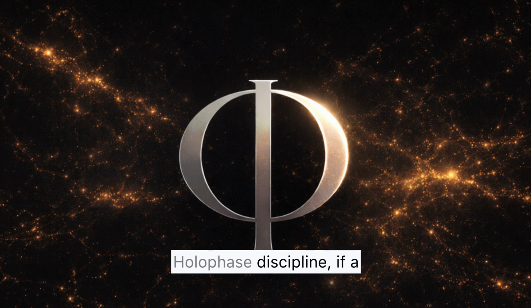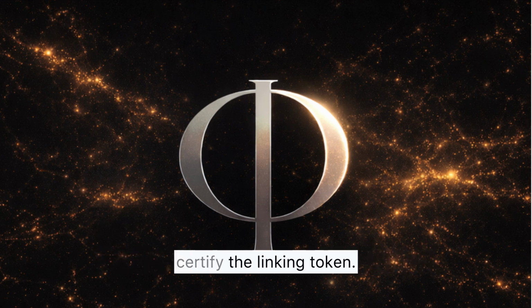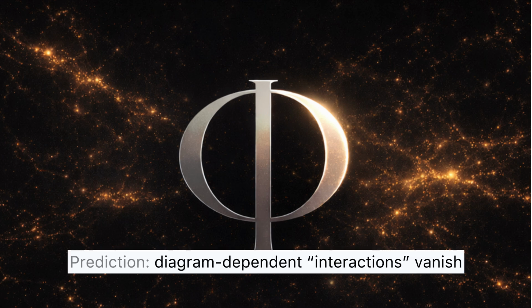Remember, in our entire holophase discipline, if a token changes under allowed redescription, it is not public structure. So gate 3 says, after we pass isotopy, we also pass invariance under redescription. Only then do we certify the linking token. Now we announce the prediction.